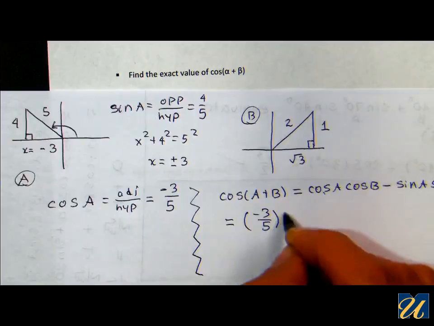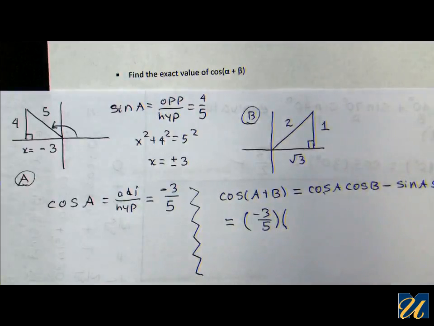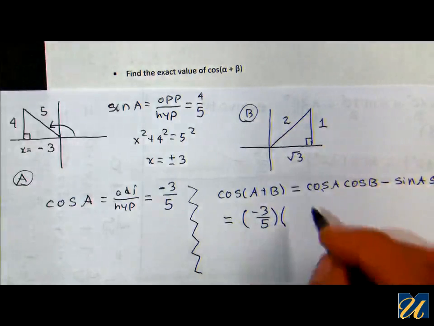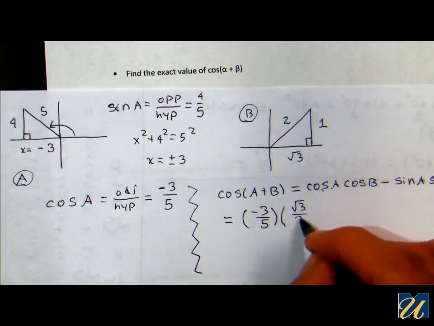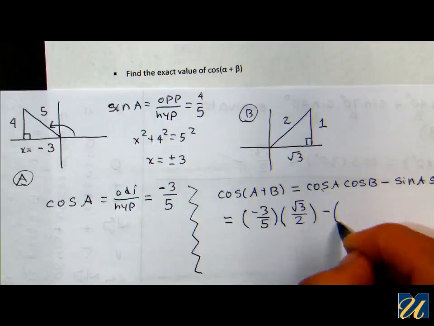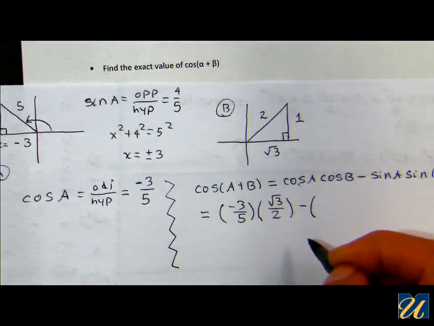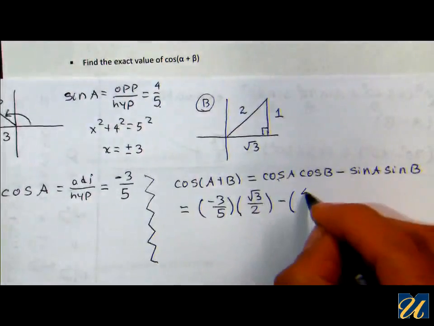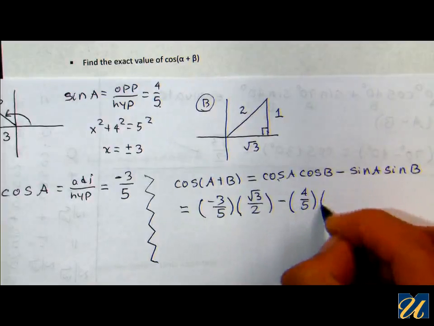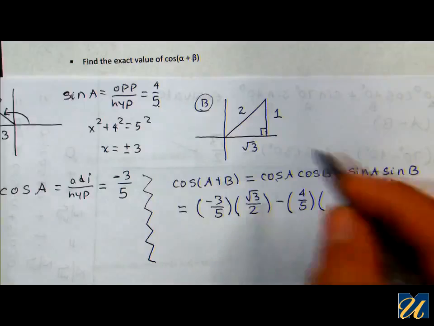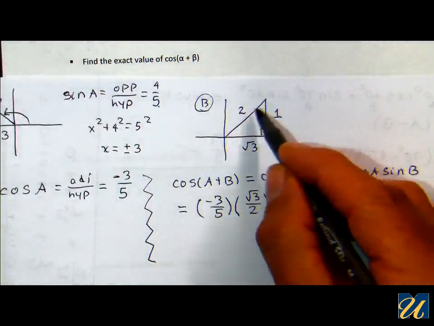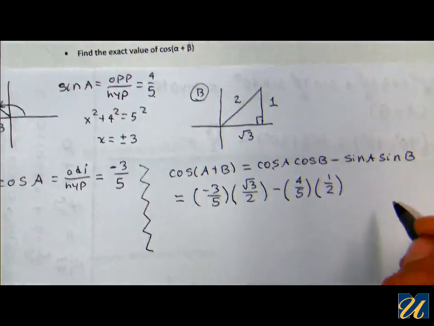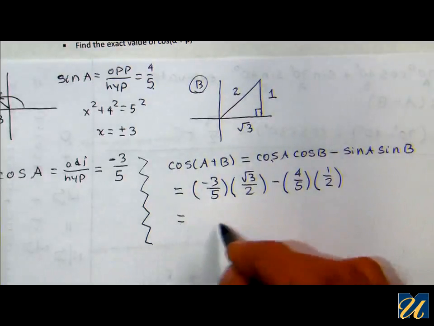Negative 3/5 times the cosine of B, so that's this picture right here, adjacent over hypotenuse, so that's root 3 divided by 2, minus the sine of A. Okay, the sine of A we actually know here is 4/5. That was given, so 4/5 times the sine of B. Here's angle B, opposite over hypotenuse for sine, so that's 1/2. So those are all the quantities there. Now it's just an arithmetic problem.